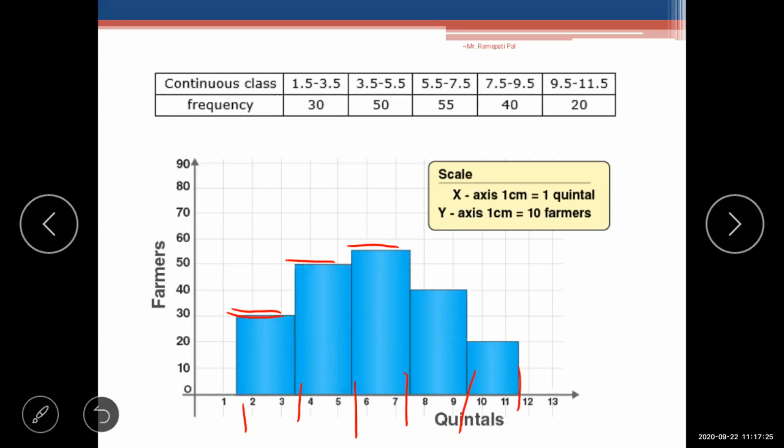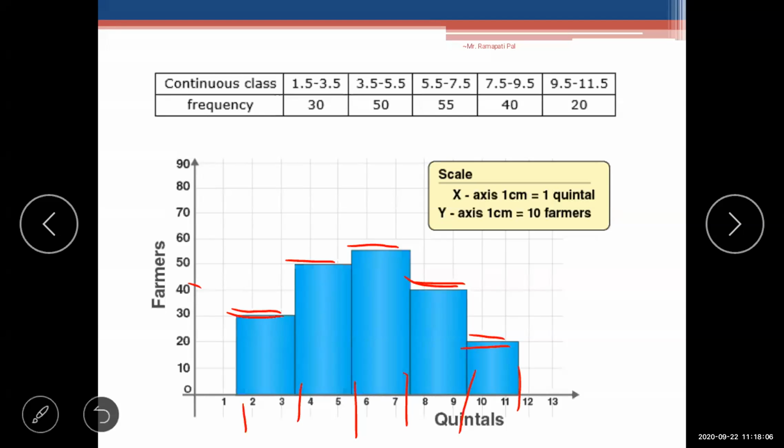Now on 7.5 to 9.5, 40. See here on the y-axis, you can see 40. See here, 40 is there. So this is the line. Okay. 9.5 to 11.5, 20 is there. Correct? So see on the y-axis 20. Yes or no? So in this way you can join it.